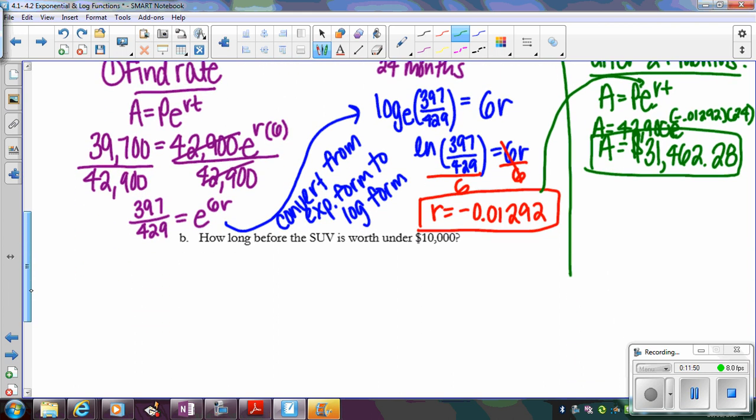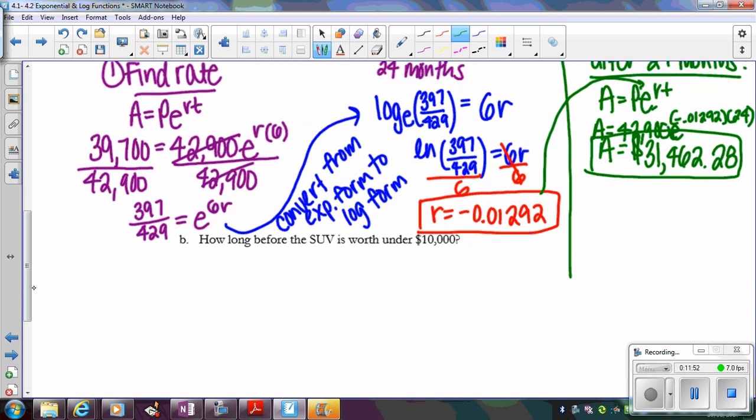So then for part B, this is another type of question you could be asked, where now it's saying, how much or how long will it take until it's under $10,000? So basically now we want to take our formula with the rate that we know and figure out, well, when's it going to equal 10,000? If we figure out when it's going to equal 10,000, then any period longer than that time is going to be under 10,000.